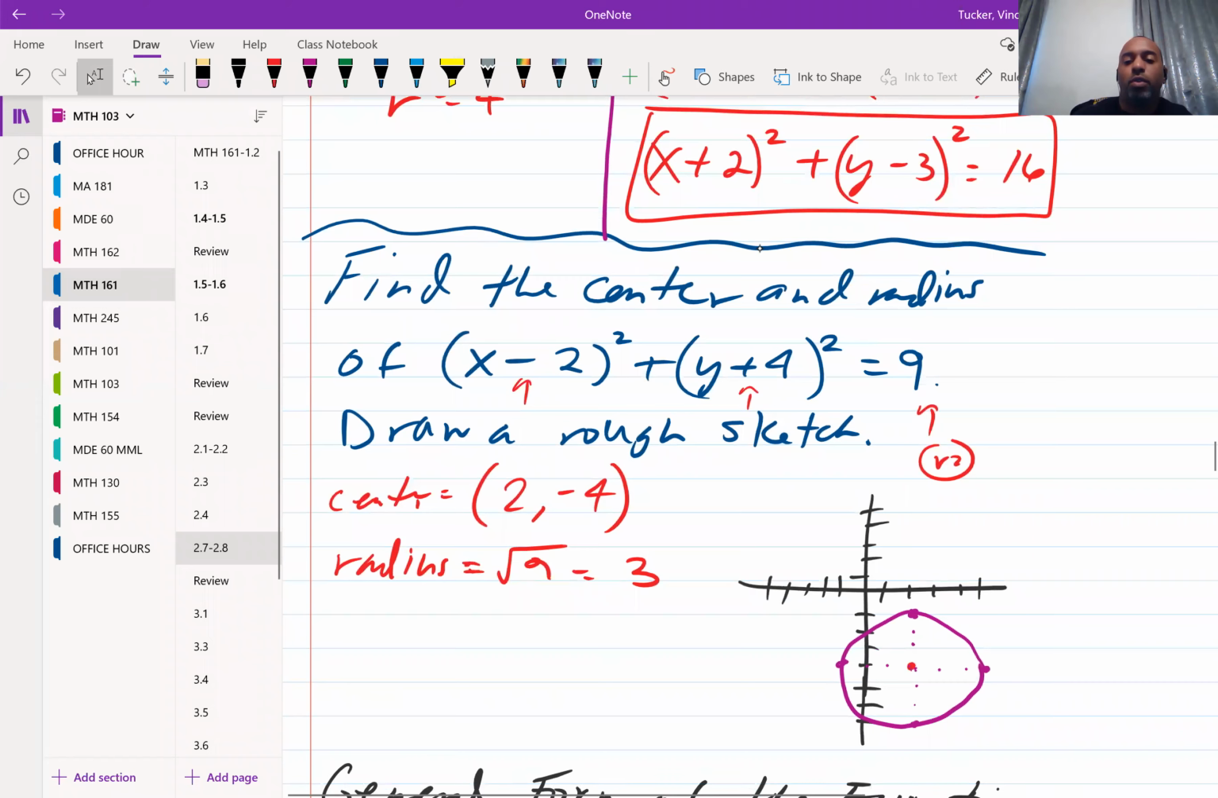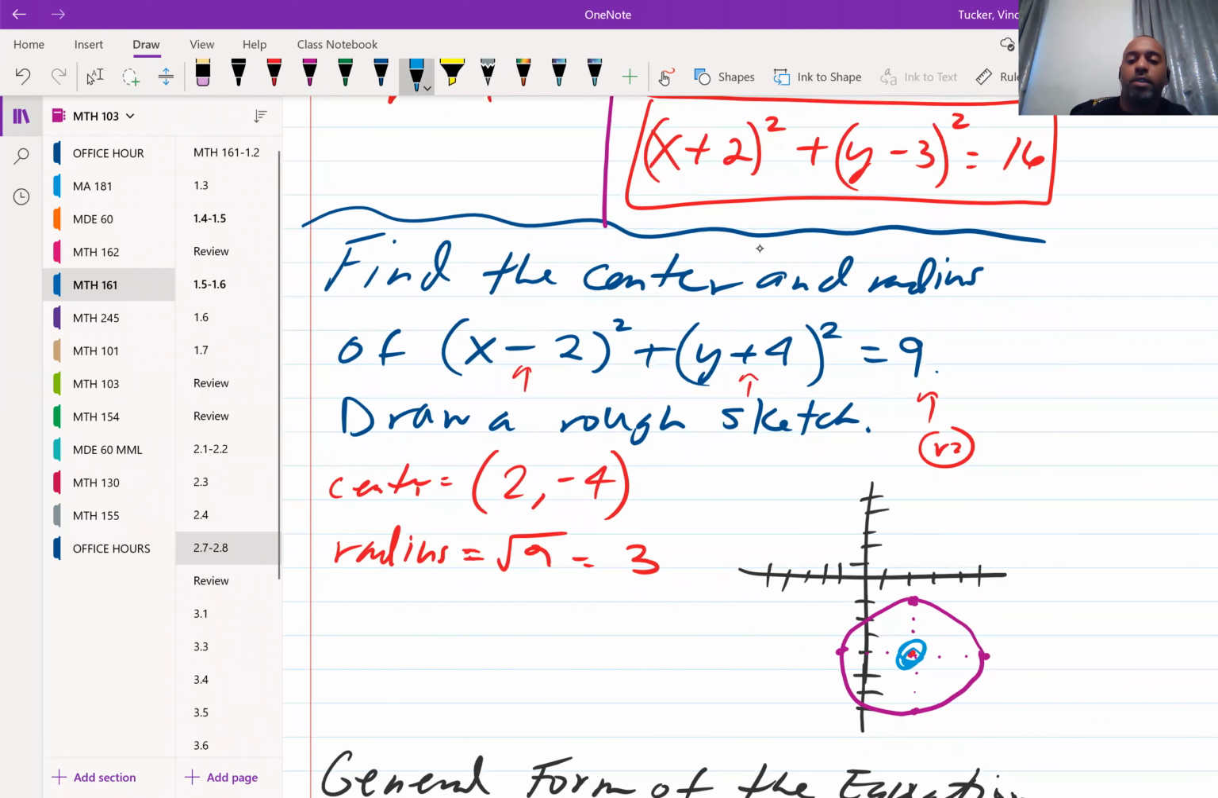All right, so to do a rough sketch, all you would do is graph the center and then go 3 this direction, 3 this direction, 3 this direction, and 3 this direction. 3 for your radius. And that will give you a rough sketch. Then you just go ahead and make your circle. So you graph 2, -4, and then once again, go out 3 in each direction, have your 4 points, and just make your circle.